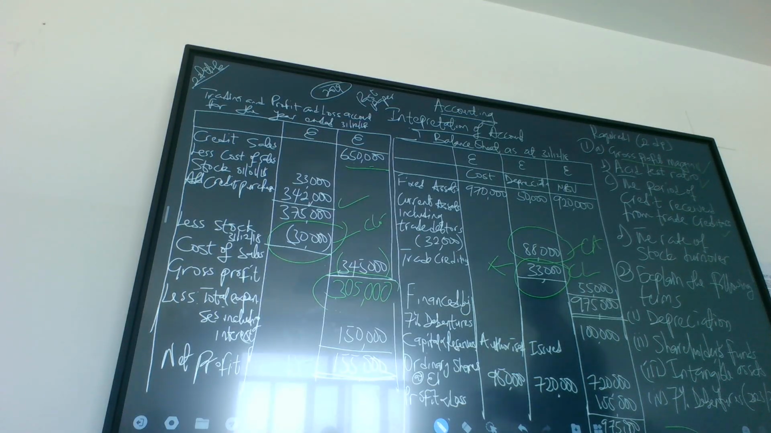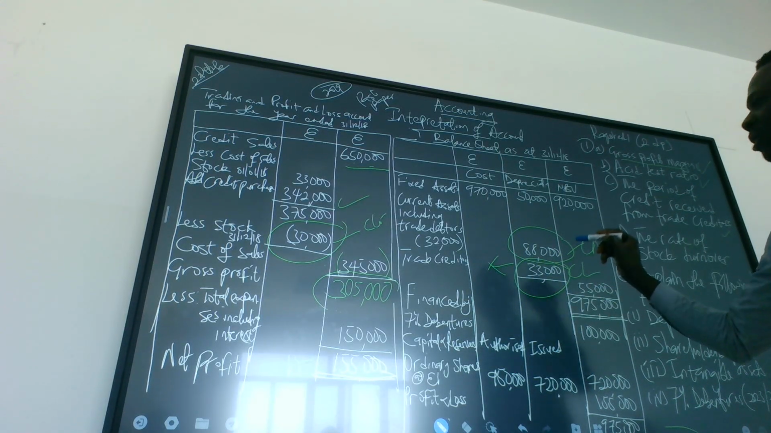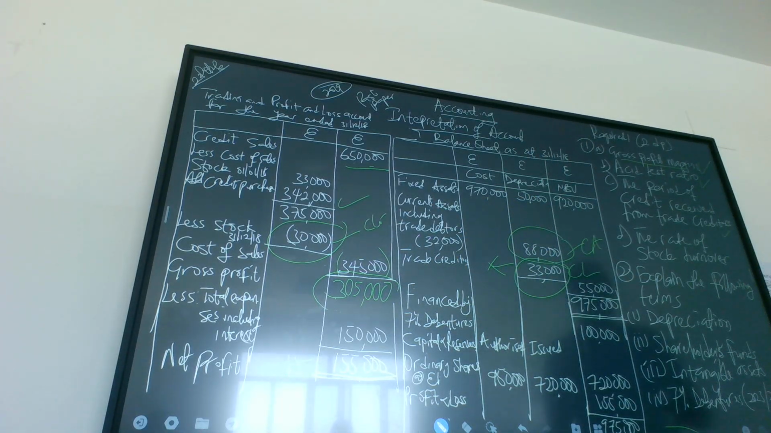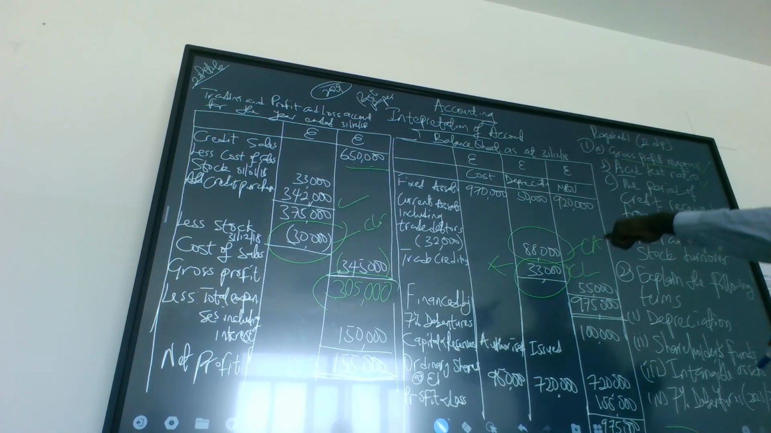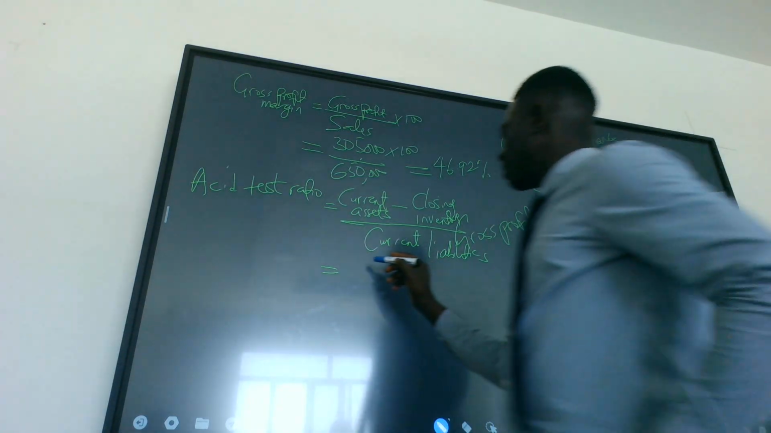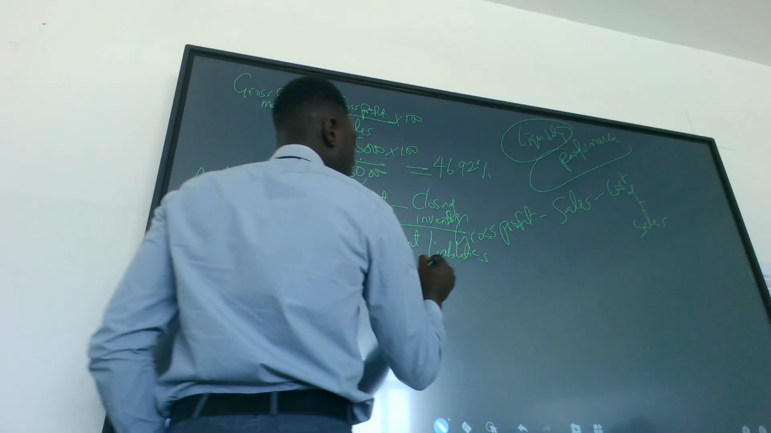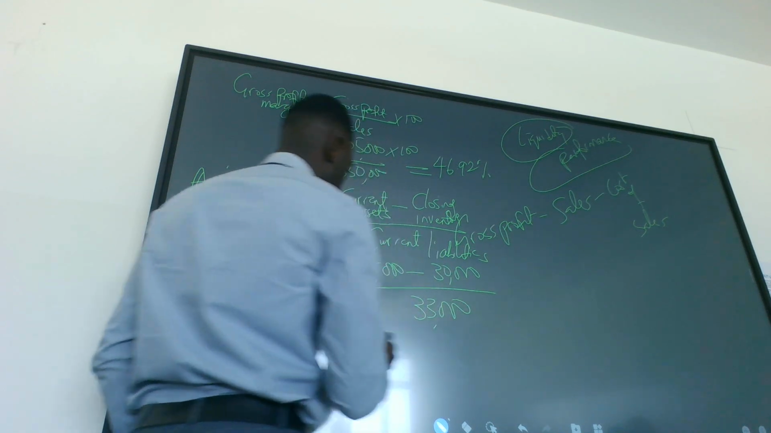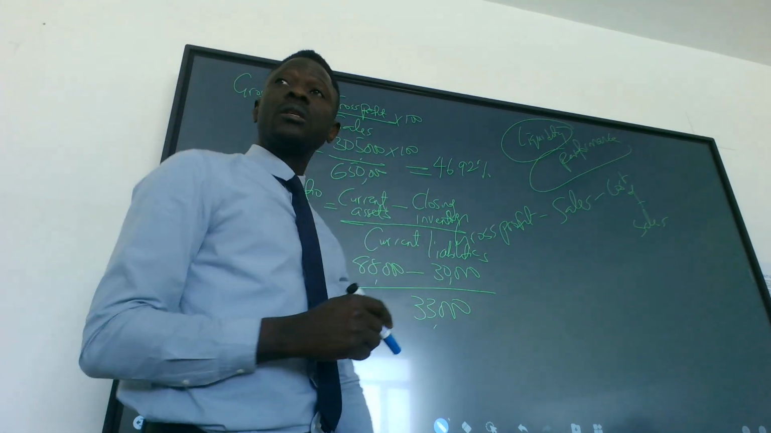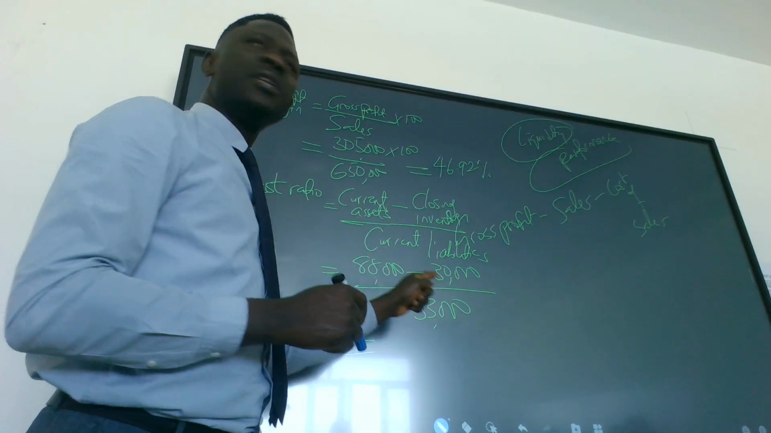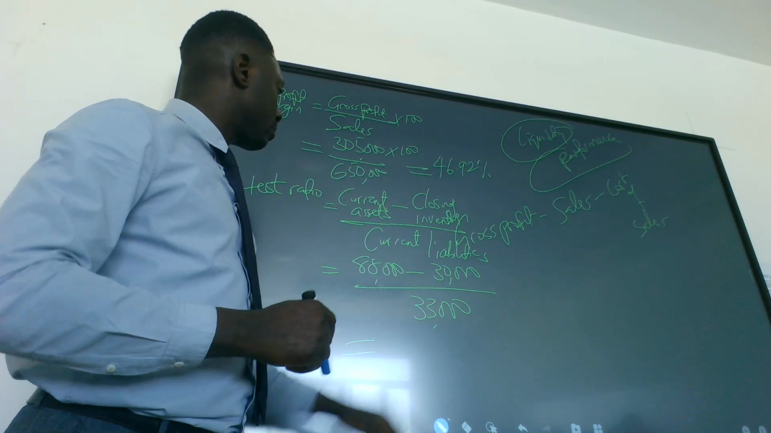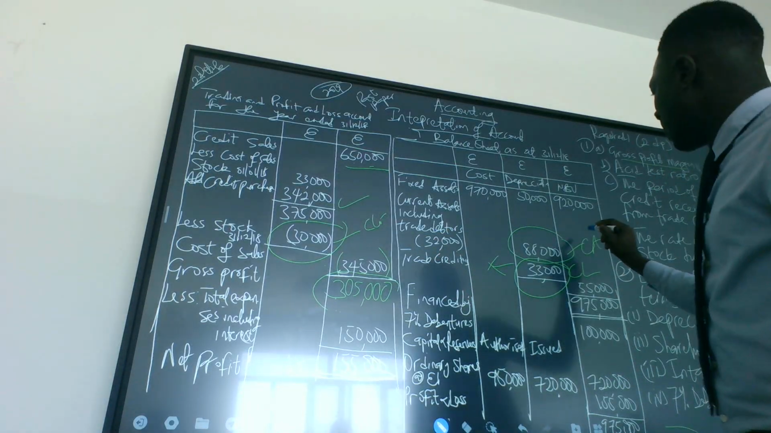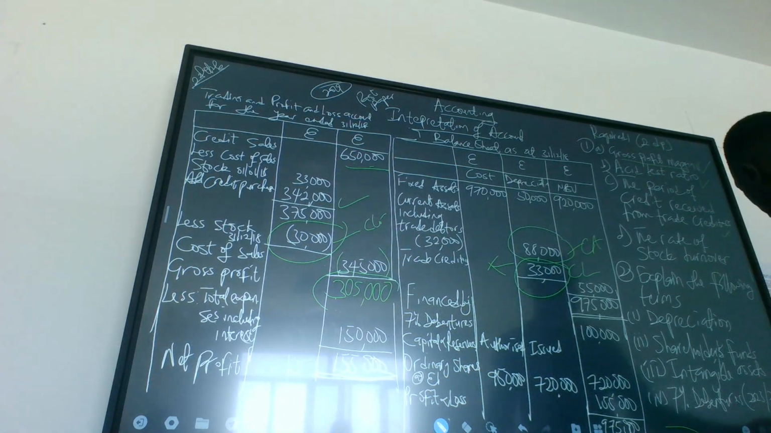It is current assets minus closing inventory divided by current liabilities, which is 33,000. So we have 88,000 minus 30,000 divided by 33,000. What does that give you, please? So 88,000 minus 30,000 is what? Let me be sure. Current assets minus closing stock. Okay, yeah, 58,000.